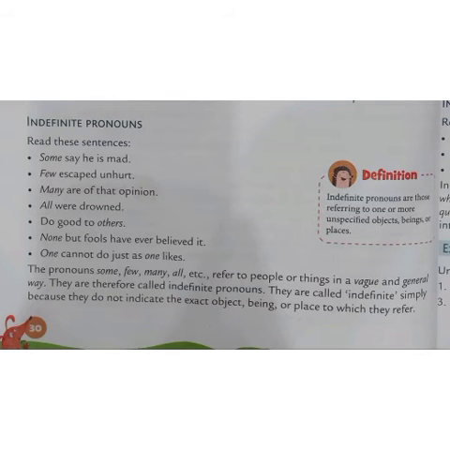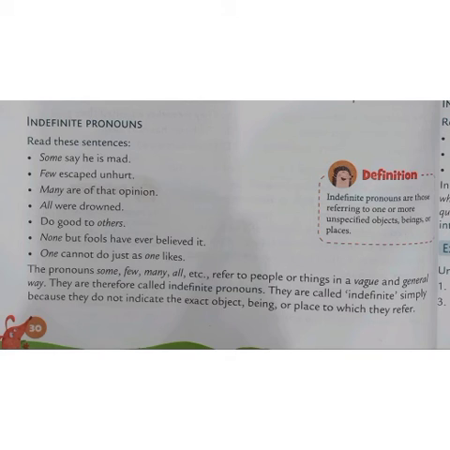In your book, there are some statements. Some say he is mad, so we don't know who. Some say, indefinite, right? Few escaped unhurt. So here few, we don't know the specific one. Many are of that opinion. All were drowned. Do not do good to others. None but fools have ever believed it. One cannot do just as one likes. Which one? We don't know. So indefinite. So the definition is: indefinite pronouns are those referring to one or more unspecified objects, beings or places.